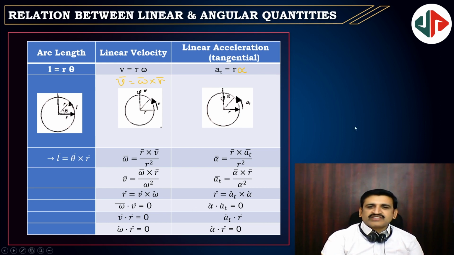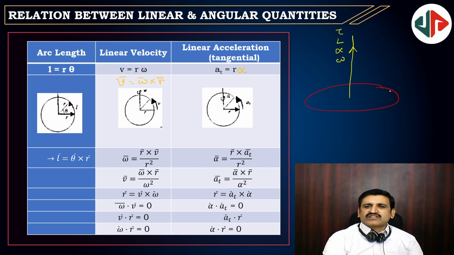One thing I want to say: whenever a body is under revolution or rotation, angular quantities are treated along the axis. Omega will be like this only, alpha like this only, angular momentum and torque like this only, either upwards or downwards based on the right-handed system, and displacement also taken like that. So tau, L, alpha, omega are like this, and automatically our linear velocity V and AT will be like this. Radial acceleration AR will be in this direction.